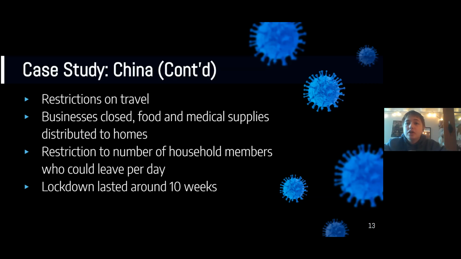And then, of course, businesses were closed. And oftentimes food and medical supplies were distributed to homes because there was a restriction on the number of household members who could leave per day or per week. This varied by specific region, but often only one household member could leave the house per week to go get food or medical supplies. And the lockdown ended up lasting around 10 weeks.